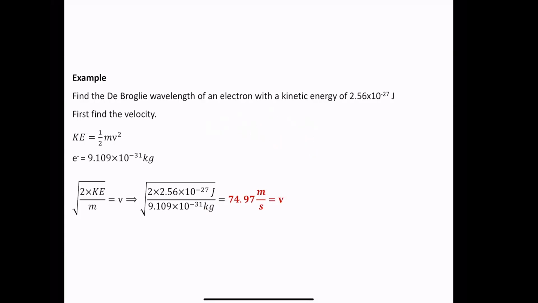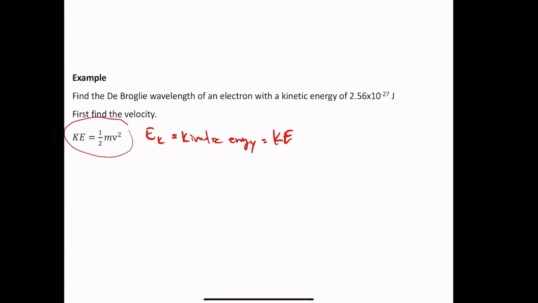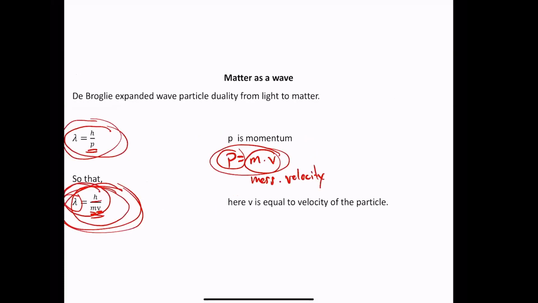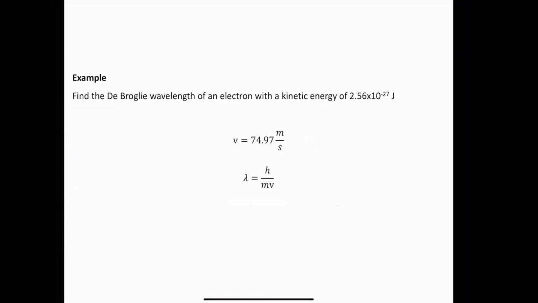So now that we know the velocity, we can calculate that wavelength. So here we're just going to input this. Here's our velocity. We know what Planck's constant is, 6.626 times 10 to the minus 34 joule seconds. We know the mass of an electron. So here, this is Planck's constant, this is the mass of an electron, here is our velocity, and we'll go ahead and calculate that out now.